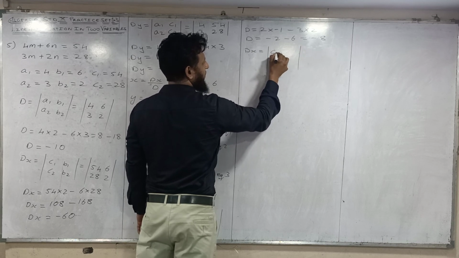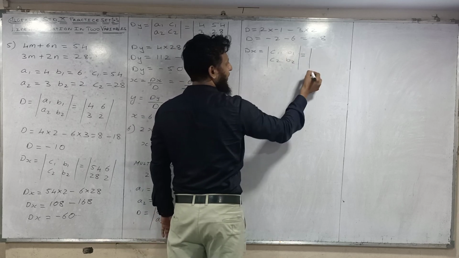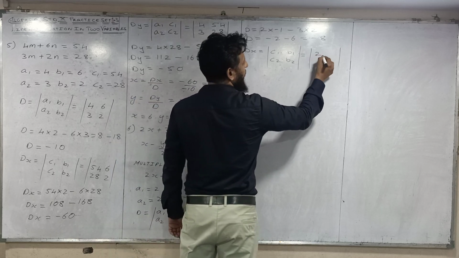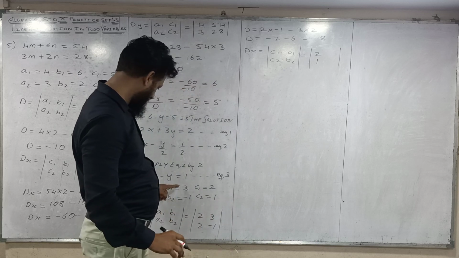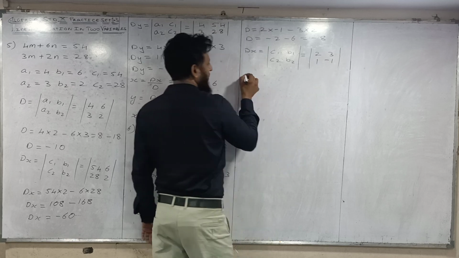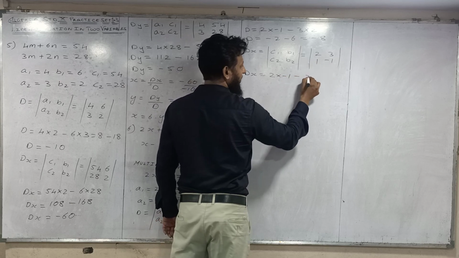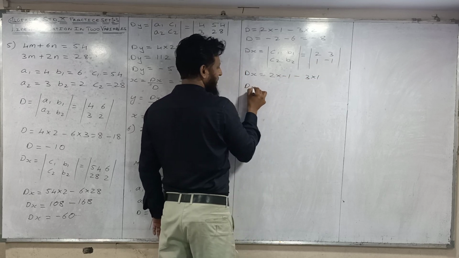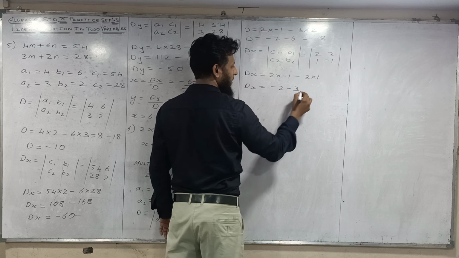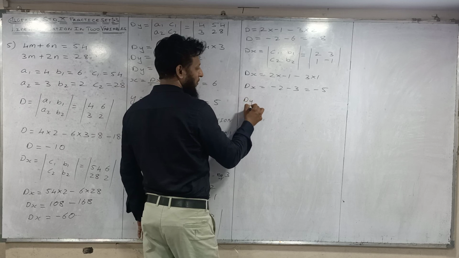Now formula for dx. Dx, c1 c2, b1 b2. Write the formula and then the value. c1 c2, 2 and 1, b1 b2, 3 and minus 1. Determinant x is equal to 2 multiplied by minus 1, put minus sign, 3 multiplied by 1. Determinant x is equal to 2 ones are 2, minus 2, 3 ones are 3, minus 3 gives you minus 5.